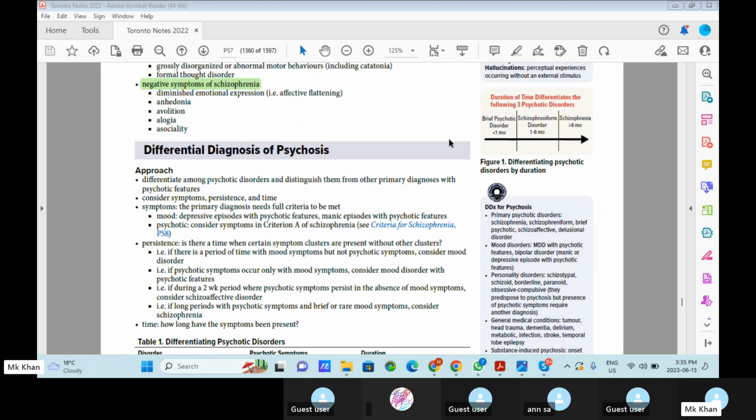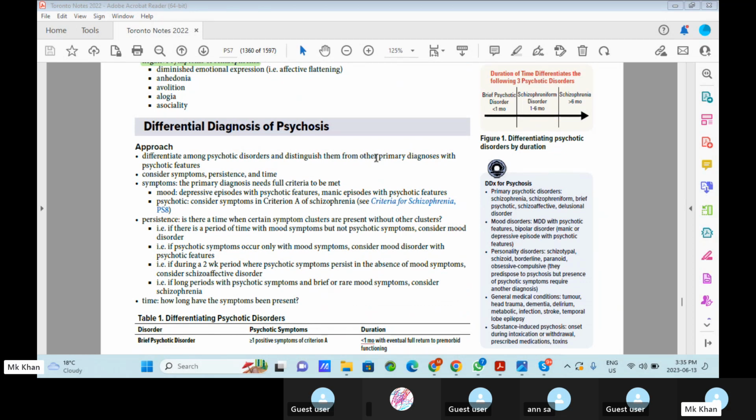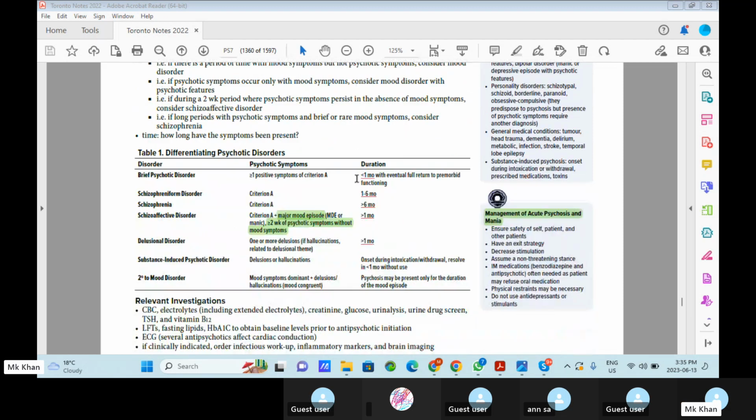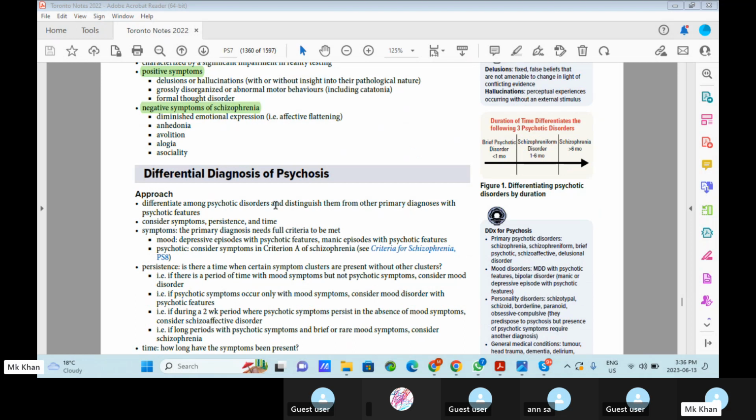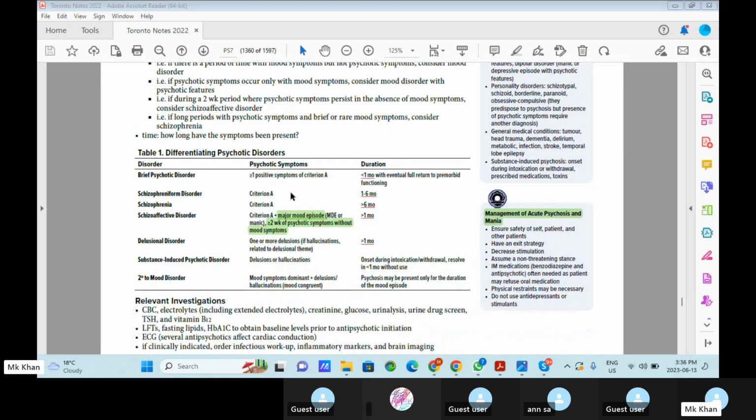So now what are the differential diagnoses of psychosis? There are so many disorders, but as I have said, basically it is the duration. We will see the duration and the symptoms. The first one is brief psychotic disorder. In brief psychotic disorder, there is one or more positive symptoms of criterion A and less than 1 month duration, with eventual full return to pre-morbid functioning. So there is no permanent damage. Maybe the patient just has hallucination or just has delusion, and all of a sudden this symptom happens, but the symptom lasts less than 1 month. Then the criteria of brief psychotic disorder is met.